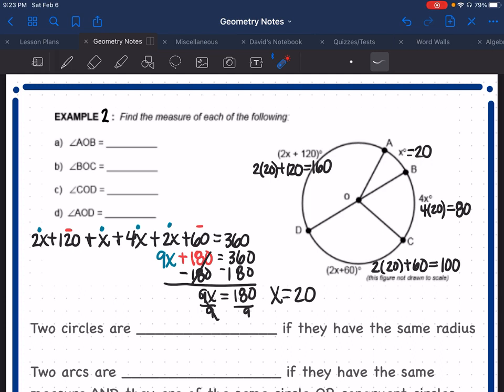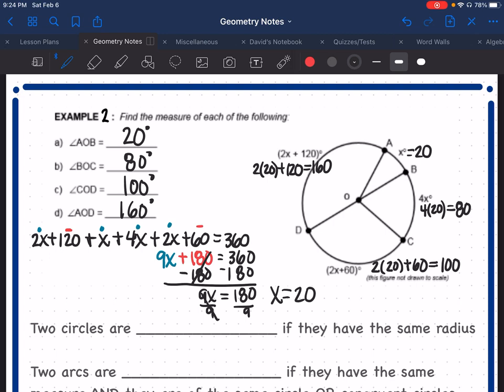I've just got to go ahead and take a look at my answer choice, the way they want them. AOB, that would be 20 degrees. BOC would be 80 degrees. COD would be 100 degrees. And finally, AOD would be 160 degrees.